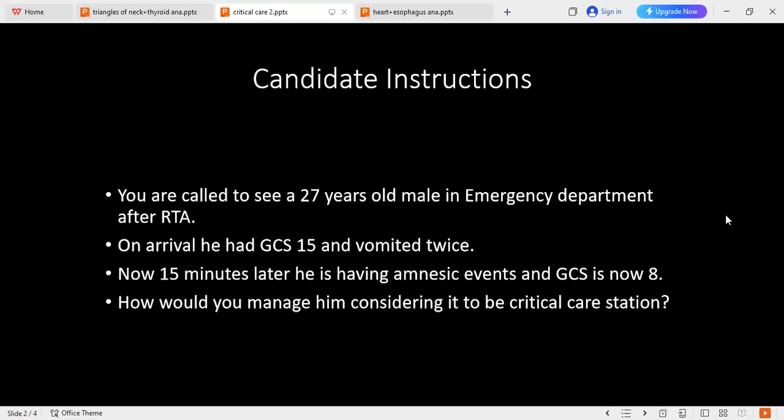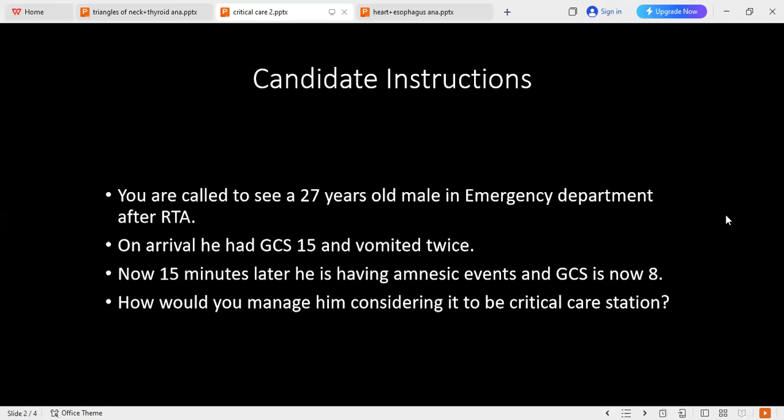What I want you to realize is that you're mixing Cushing triad and Cushing reflex. Please tell me, what is lucid interval? Lucid interval is the interval of temporary improvement in consciousness between two episodes of loss of consciousness.